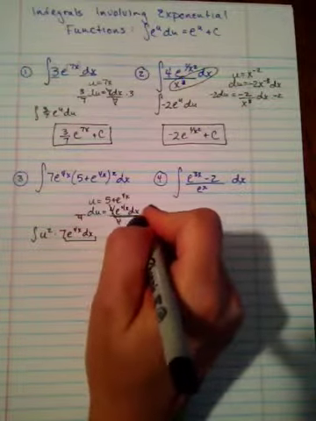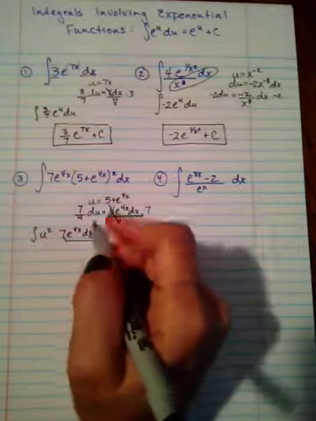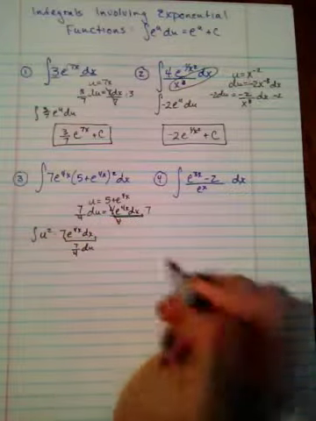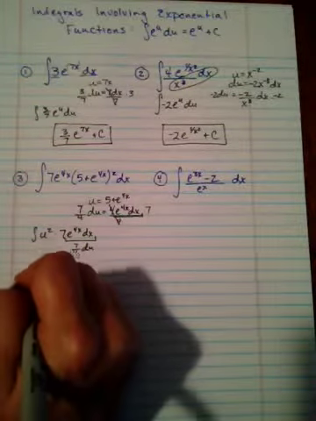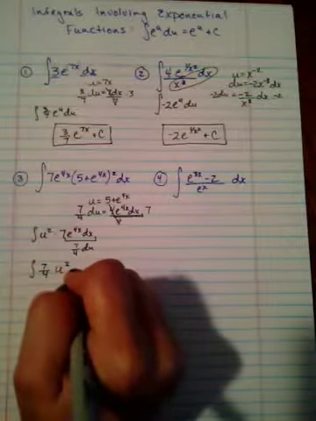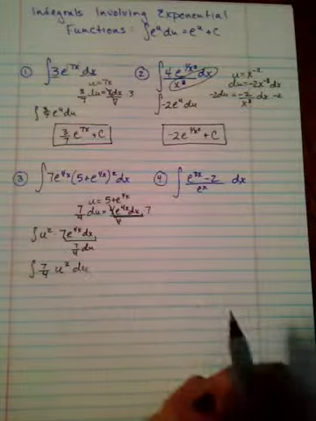That cancels out, and I need a 7 in there. So my 7e to the 4x dx is actually equal to 7/4 du. So I rewrite it. This is the integral, and I'm going to put the number up front. It's 7/4 u squared du, and we're ready to just use the power rule.